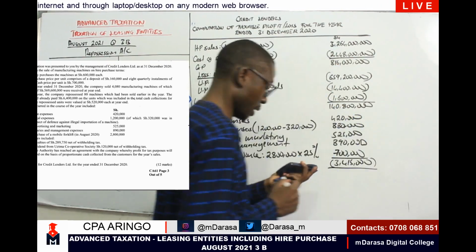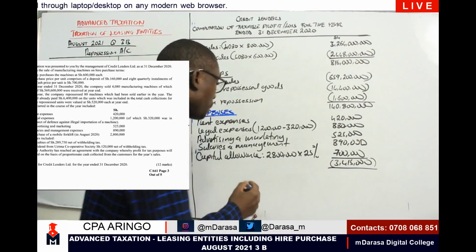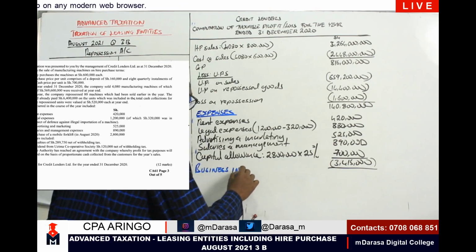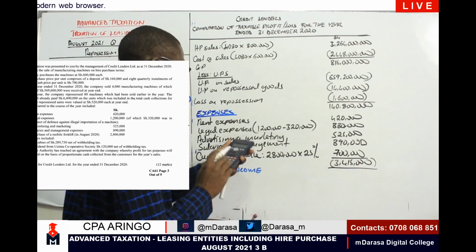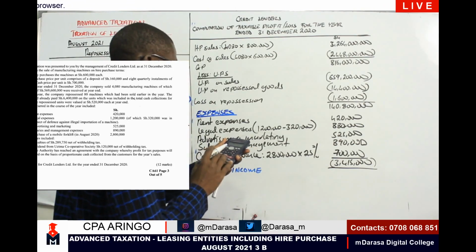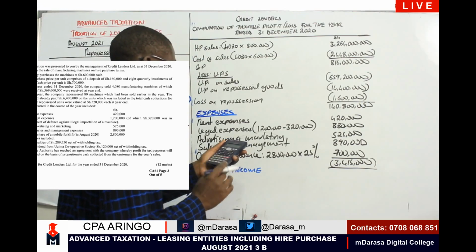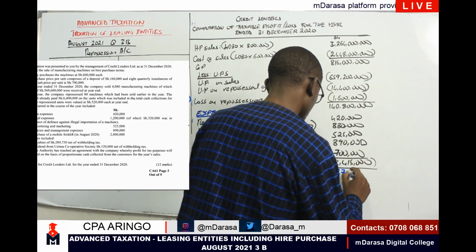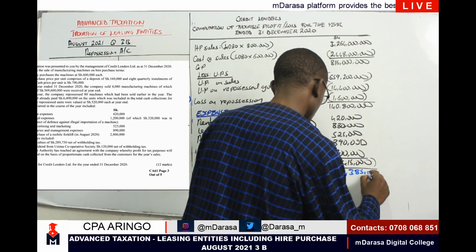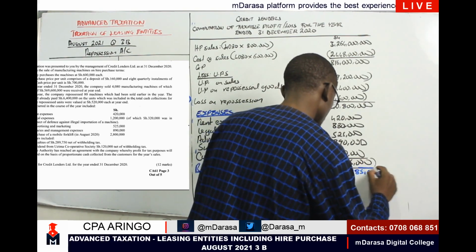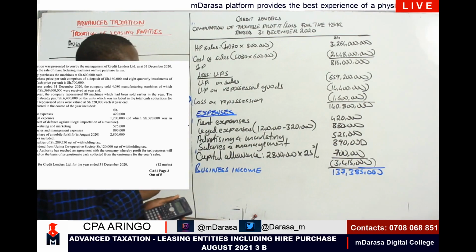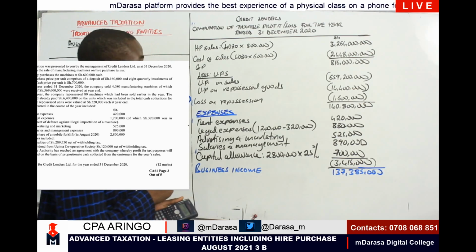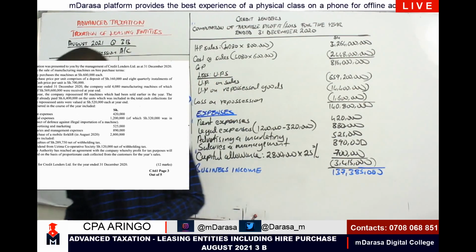So our business income, remember it's not taxable income, but our business income. Therefore, our business income here, we should be talking of 140,800 minus that to give us 137,385. That should be our business income.